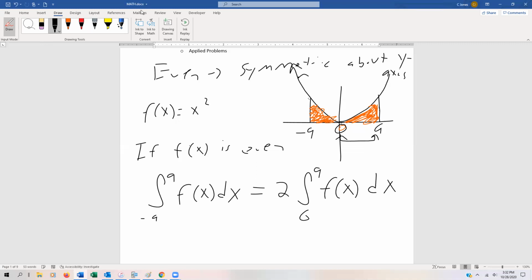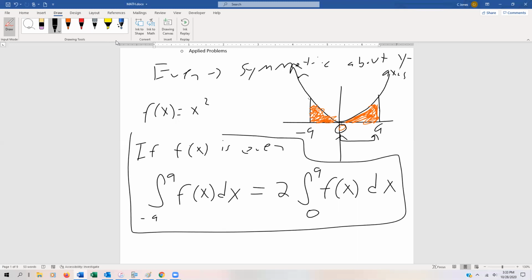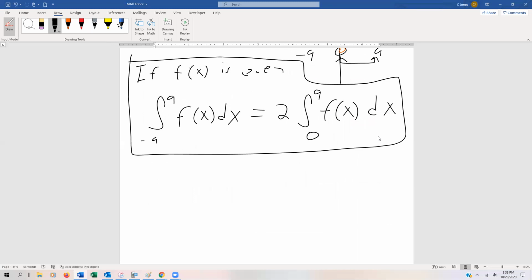And why would we ever want to do that? Well, it might help us evaluate the integral because 0 is usually a nice number to plug in. So it might help us simplify that process. Okay, now that only works for an even function, right? Just a classification of a few functions that are even.